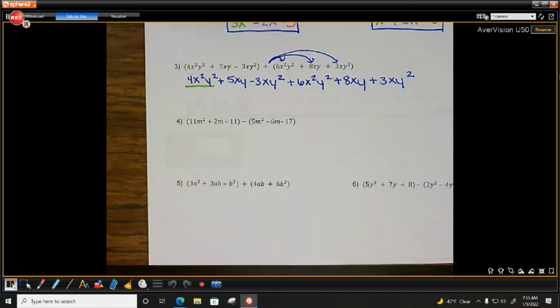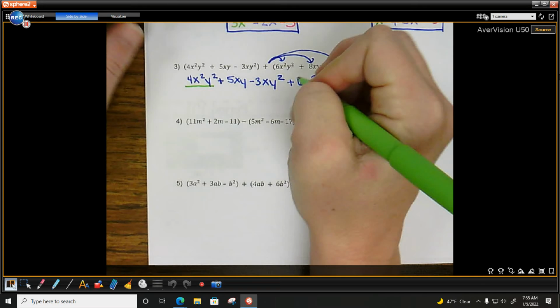That first term has two variables, an x squared, y squared. So I need to find another term that has an x squared and a y squared. Do I have another term that's an x squared, y squared? Perfect. Plus 6x squared, y squared.